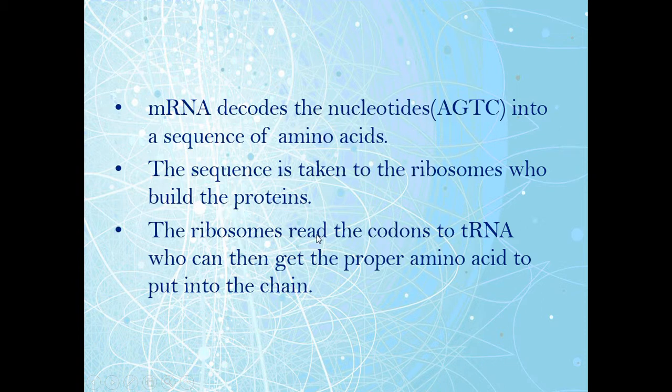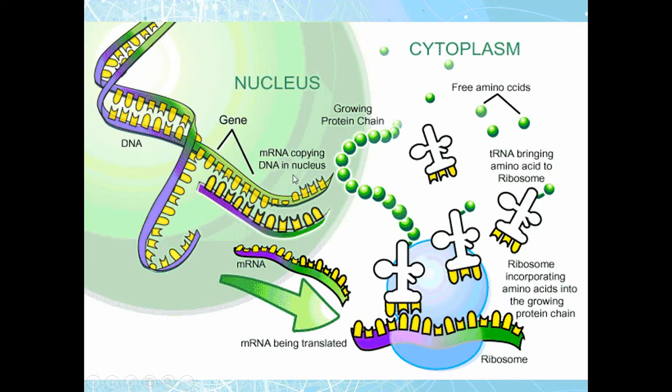The ribosomes are what read the codons, that's the mRNA, and decode it into the tRNA. And the tRNA goes and fetches the correct amino acid, and then those amino acids are chained together to make the protein. Here's a picture of what's going on. This part is the transcription, where the mRNA is made and then it leaves the nucleus and goes to the ribosome, which is this blue blob right here.